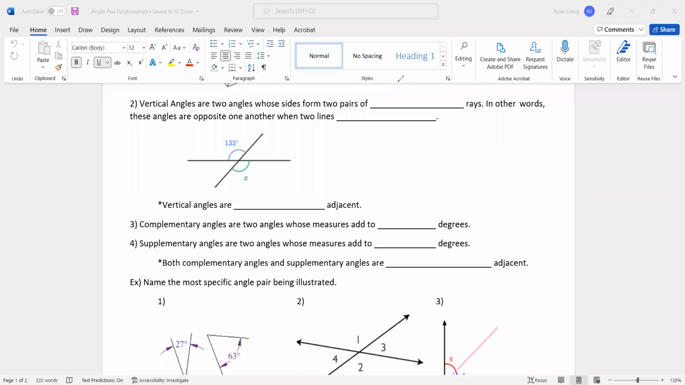Probably of all of them, this one or supplementary are the 2 angles that you're going to use the most of. Vertical angles are 2 angles whose sides form 2 pairs of opposite rays. Now, we've talked about opposite rays back in Unit 1. Opposite rays are 2 rays who form a line, but they also have the same endpoint. So, in other words, these vertical angles are opposite one another when 2 lines intersect.